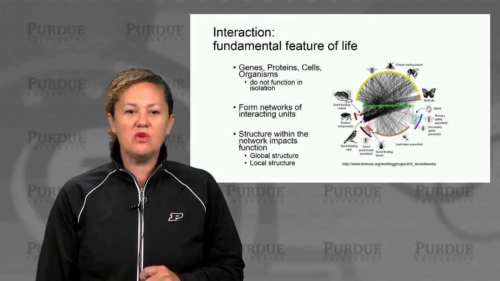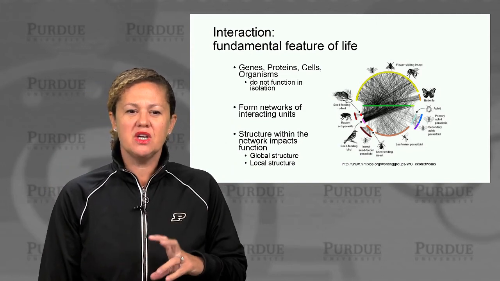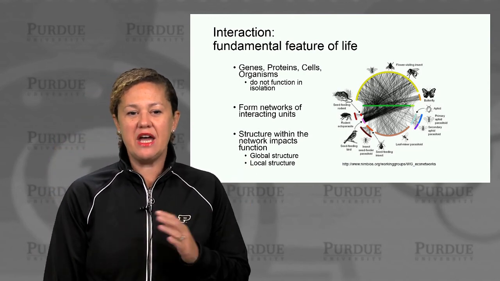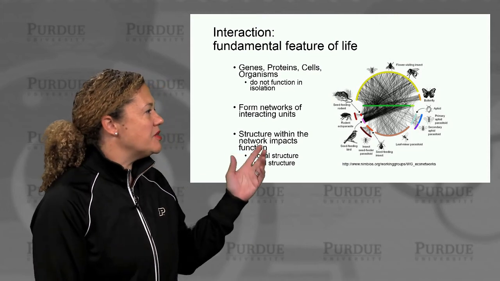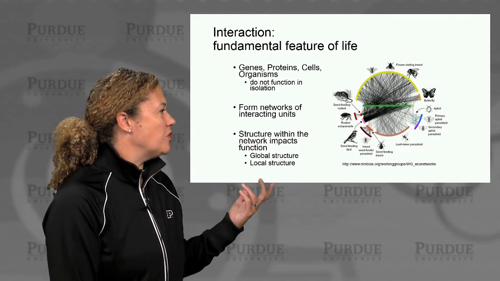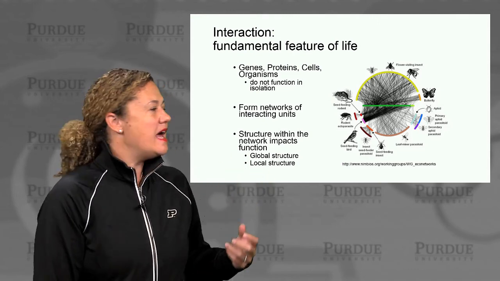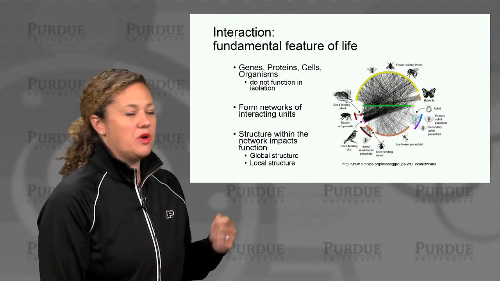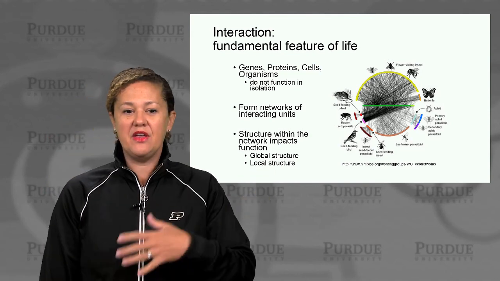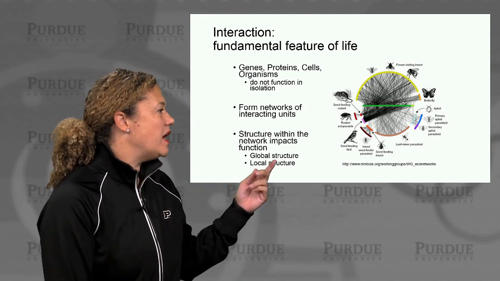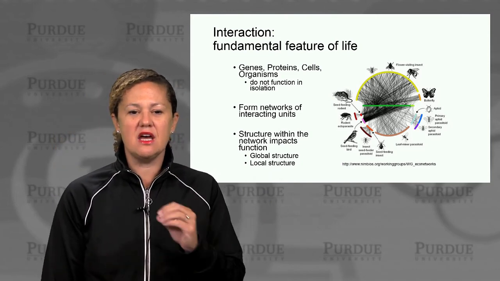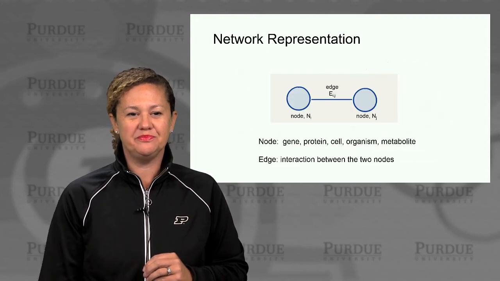So let's think about genes and proteins in cells and organisms. Interaction is a fundamental feature of life at all scales. So genes and proteins in cells do not function in isolation, but rather they form networks of interacting units. And there's structure within these networks that can impact function. This structure occurs both globally, in how the full network is organized, as well as locally, in how specific genes and cells are interacting with one another.